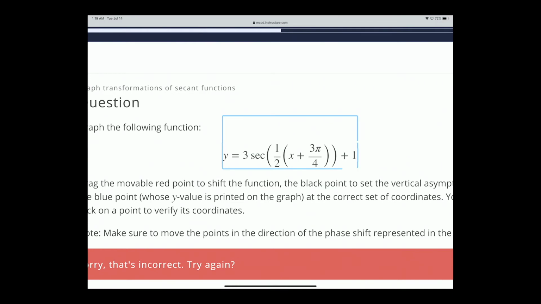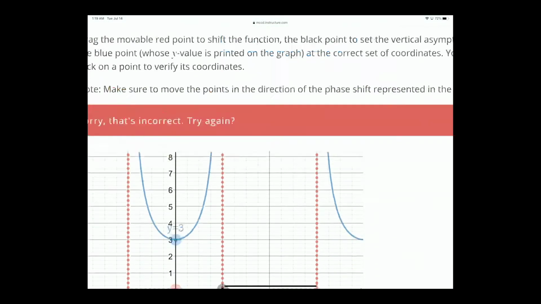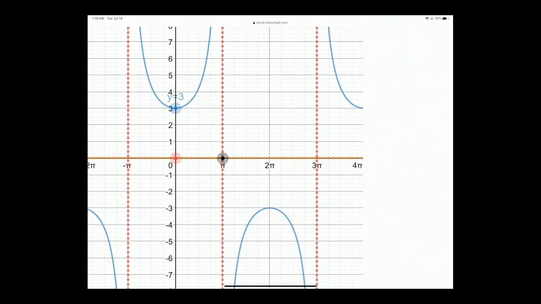The 3 pi over 4 is left or right shift. Because it's a plus 3 pi over 4, it actually needs to move left 3 pi over 4. So you take the red dot, which is at 0, and we need to move it to negative 3/4 pi, right?